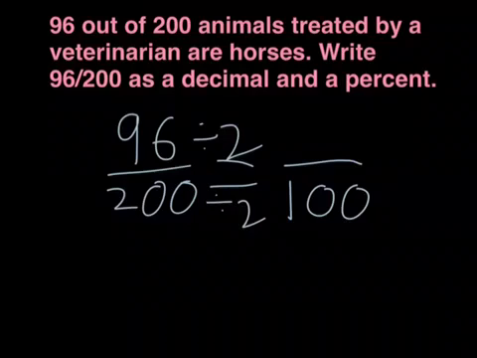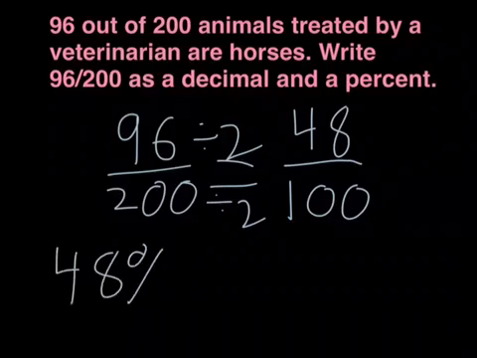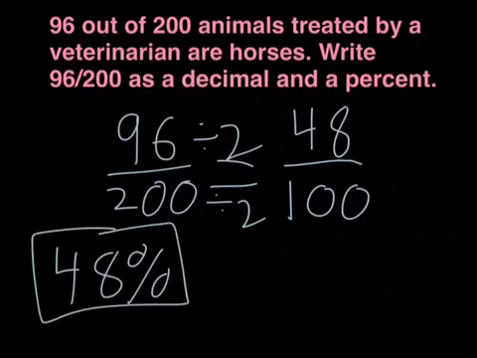Now it turns out 96 divided by 2 is 48. So 96 over 200 is equivalent to 48 out of 100. Now 48 out of 100 is the same as 48%, because percent just means out of 100.